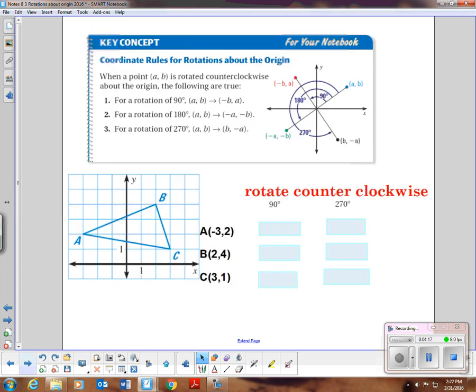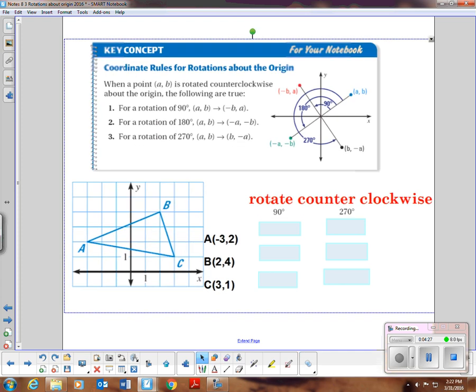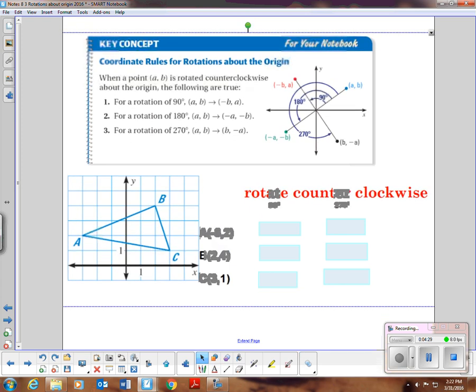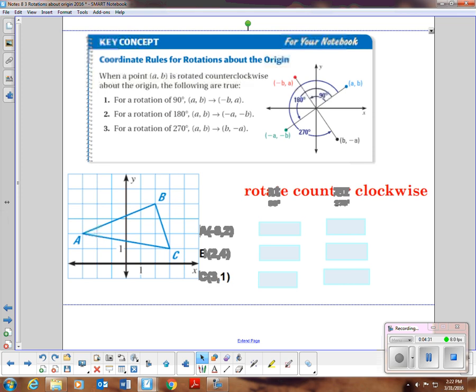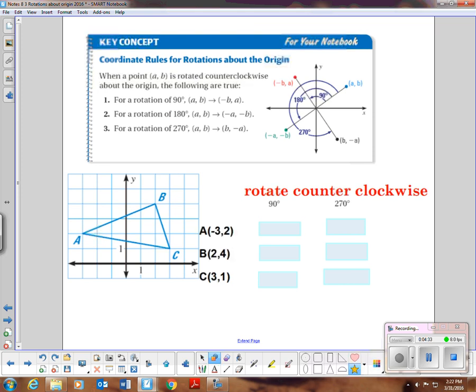All right, so again, here are the motion rules. These are the 3 that you need to know. They're always rotating counterclockwise. So you can take a second to practice these. So here's a 90-degree rotation and a 270-degree rotation. So if you want to practice those, I'm going to put a star by these. I'm going to show you a couple of the points, but not all the points.